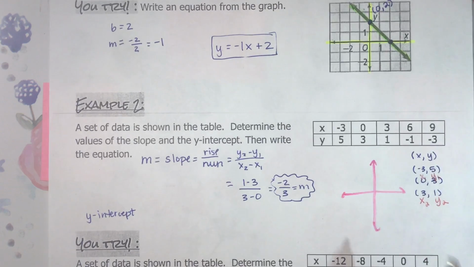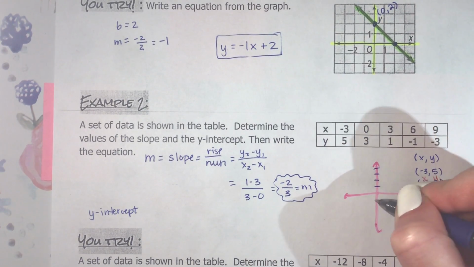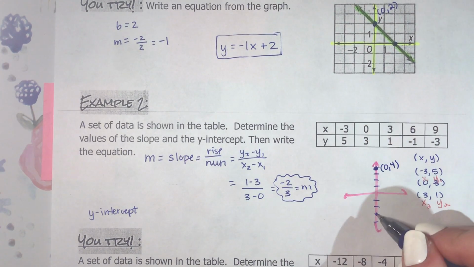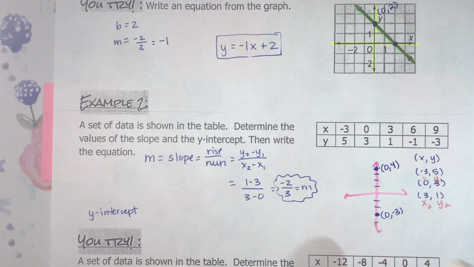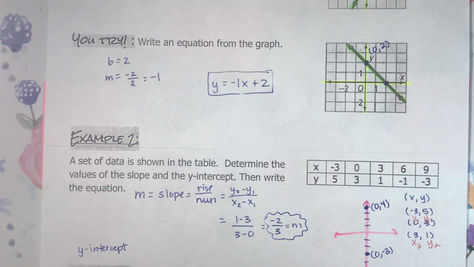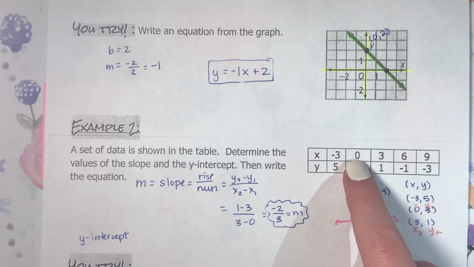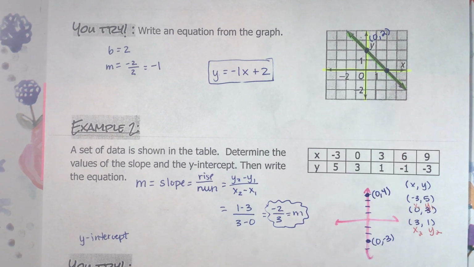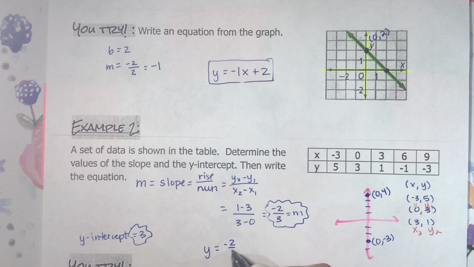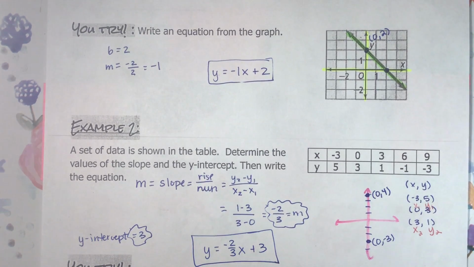Anywhere on the y-axis, like if it were right here, that would be 0.04. This point right here, 0.0, -3. Notice how the x is always a 0. So in my table, I'm going to look and see if there's an x equals 0 anywhere, and that's going to tell me my y-intercept. Right here, x is 0, which means my y-intercept is 3. Now I'm able to plug everything in. So y is equal to -2/3 x plus 3, and there's my answer.